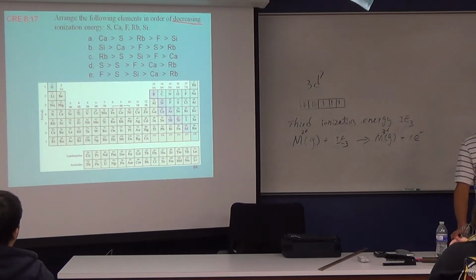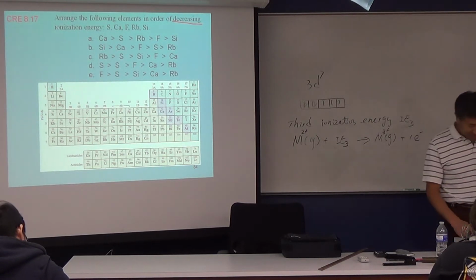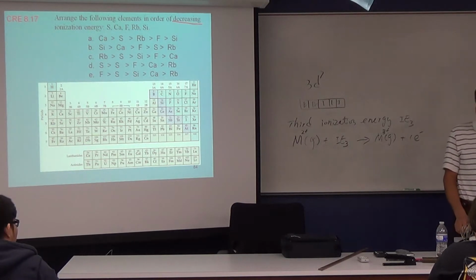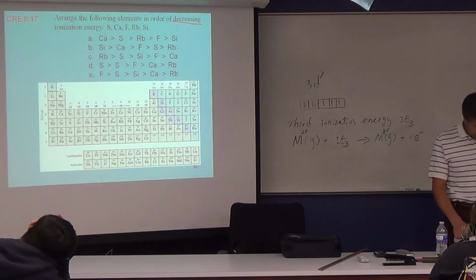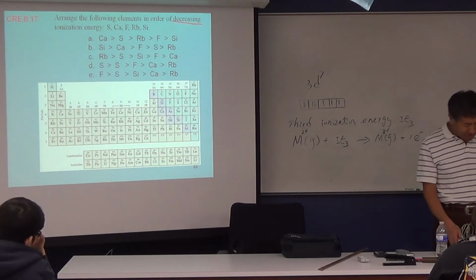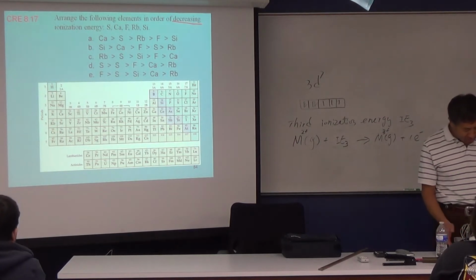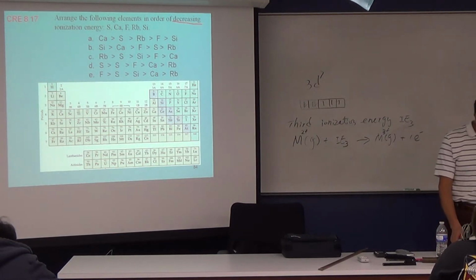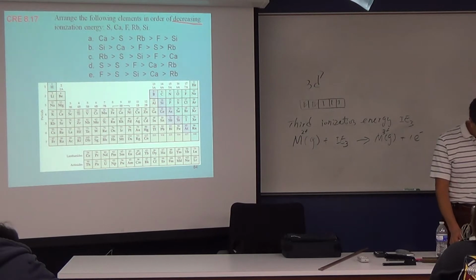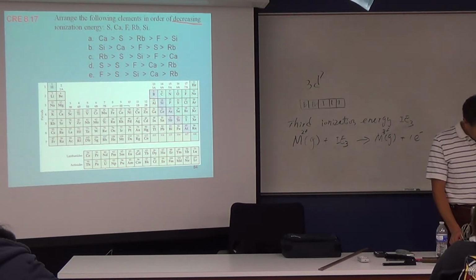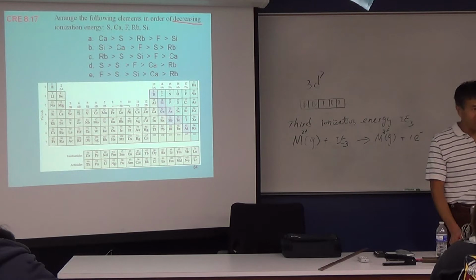And E, fluorine has the largest. You can still check all the others. Fluorine is on that right corner, so it is larger than sulfur, and sulfur is to the right of silicon, and silicon is to the right of calcium, and calcium is on top of and to the right of radium. Therefore, that's the answer.